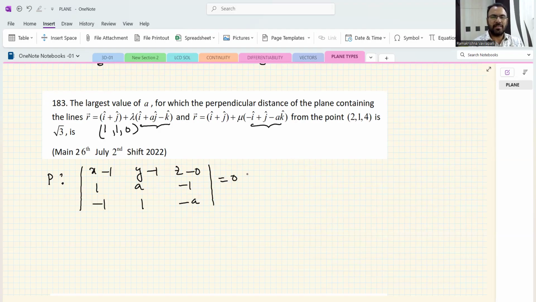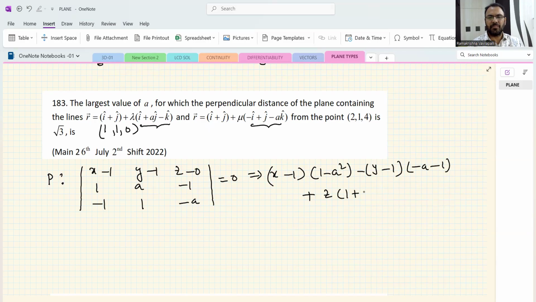Okay, so this implies x minus 1 into, this is minus a square plus 1, so you can say 1 minus a square, minus of y minus 1 into minus a minus 1, plus z into 1 plus a. This is equal to 0. Asking what is the largest possible value of a for which the perpendicular distance of the plane containing two lines from 2, 1, 4 is root 3.